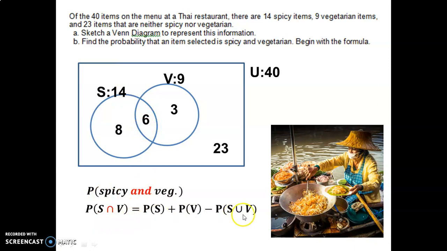And we can write the whole formula even though we see it on the Venn diagram. The formula for intersection is this. Remember, it's the opposite of the union formula. We add those up and subtract the union. So probability spicy, 14 out of 40, vegetarian, 9 out of 40, and then subtract the union, which we know is these numbers added up, and we get 6 out of 40, which matches our diagram, spicy and veg.